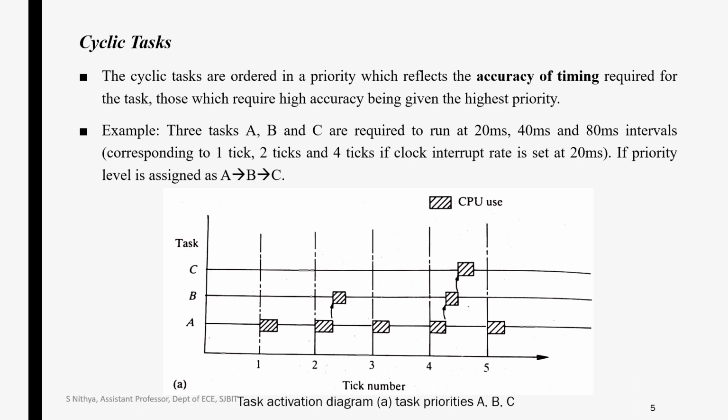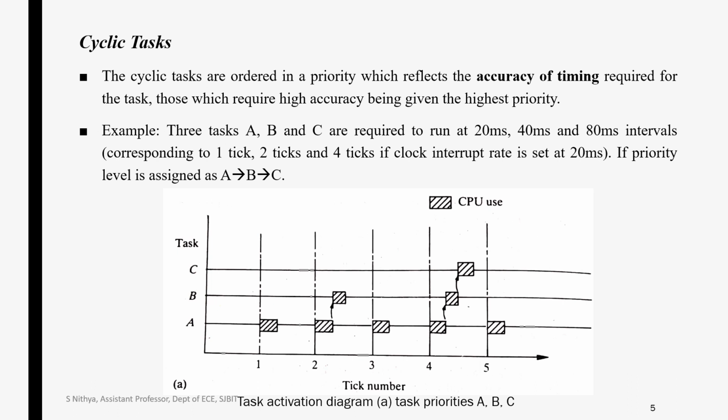First of all, the cyclic time. Cyclic tasks are ordered in the priority which reflects the accuracy of timing required for the task. Those which require a high accuracy are given the high priority interrupts. One of the examples given has three tasks, task A, task B and task C, which require running at 20 milliseconds, 40 milliseconds and 80 milliseconds intervals respectively. That means task A runs every 20 milliseconds, task B runs every 40 milliseconds, and task C runs every 80 milliseconds.